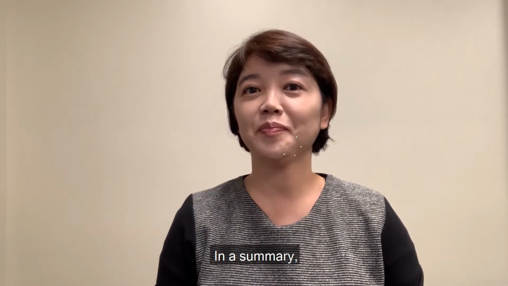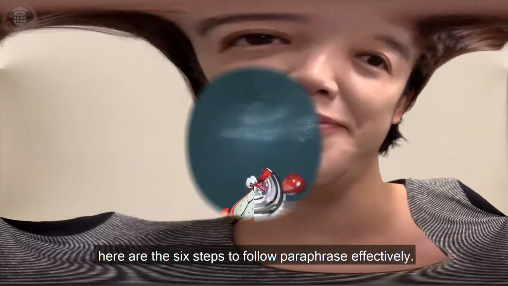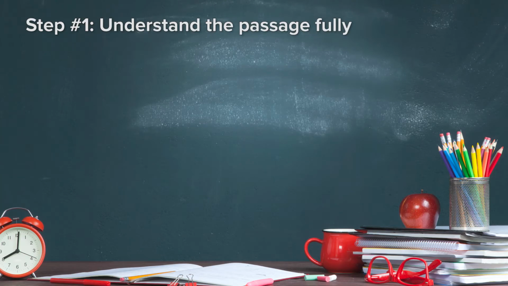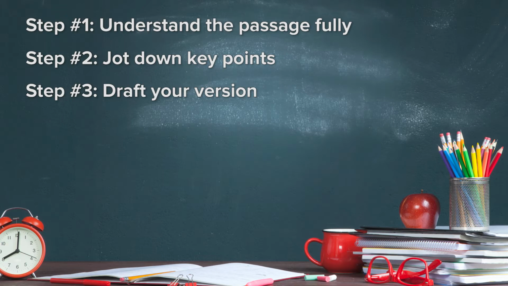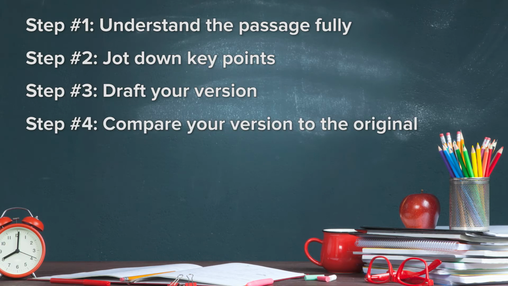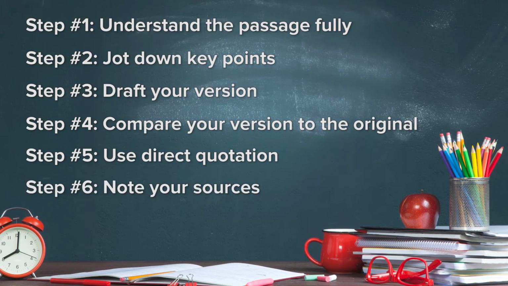In summary, here are the 6 steps to follow to paraphrase effectively. Step number 1, understand the passage fully. Step number 2, jot down key points. Step number 3, draft your version. Number 4, compare your version to the original. Step number 5, use direct quotation. Step number 6, note your sources.